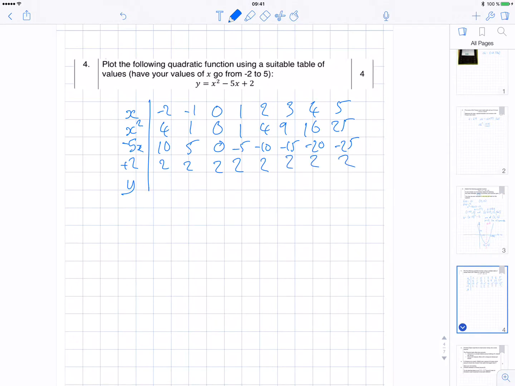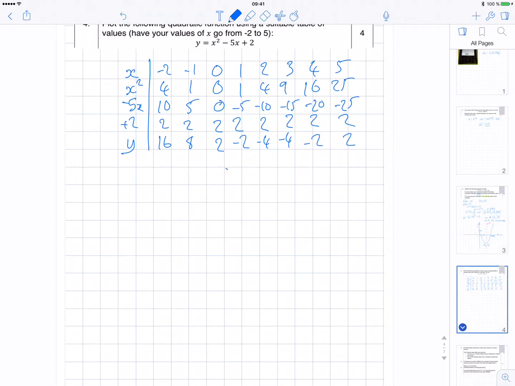So the values are, add them up: 4 add 10, add 2 is 16; 1 add 5 is 6, add 2 is 8; 0 take away 5 is minus 5, add 2 is minus 4... 4 add 2 is 6, 6 take away 10 is minus 4; 9 take away 15, add 2 is minus 4; 16 take away 20 is minus 4, add 2 is minus 2, and you can see it's starting to repeat itself, and 2. And now we just need to plot.